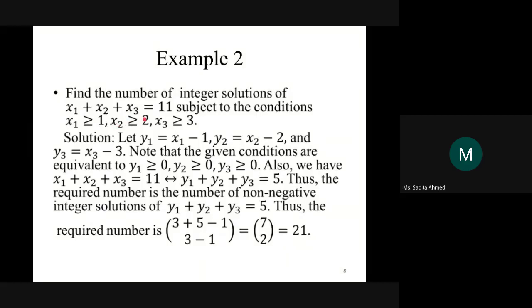Because of this, we use a new variable y2 is equal to x2 minus 2. Similarly, for x3 greater than or equal to 3, what will we do? We'll use a new variable y3, which will be equal to x3 minus 3. So by using these three new variables, y1, y2, y3, which are simply non-negative integers, we can represent x1, x2, x3 as x1 minus 1, x2 minus 2, x3 minus 3, respectively. And they will agree with the condition. So far, is it clear with everyone?